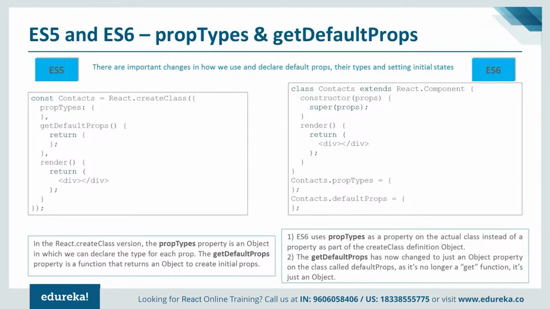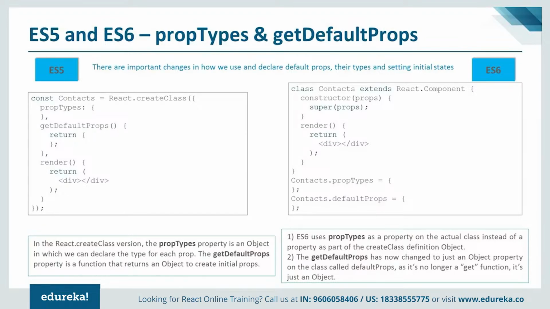Now let's talk about the other differences: propTypes and getDefaultProps. This is the ES5 code and this is the ES6 code on the right-hand side. On the left-hand side, in the ES5 React.createClass version, as you can see in the code, propTypes is a property. It is an object in which we can declare the type for each prop.